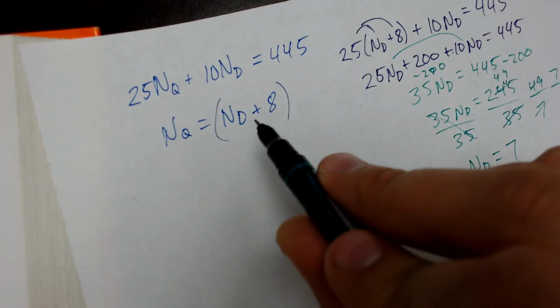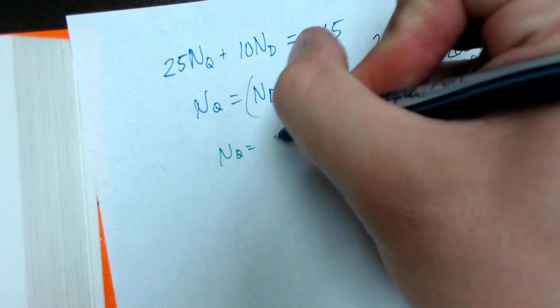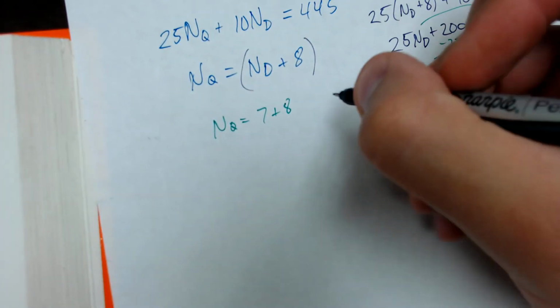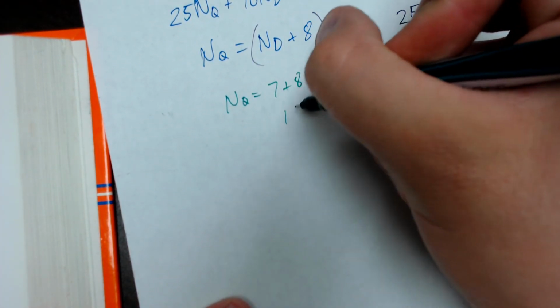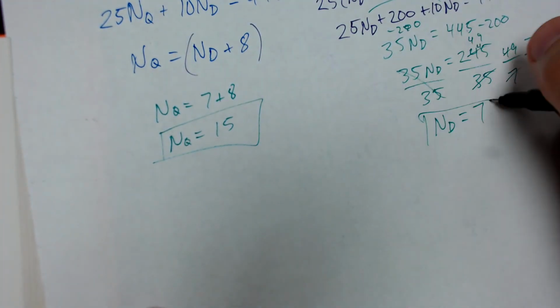Now, if number of dimes is equal to 7, I can substitute that in here. That means number of quarters is equal to 7 plus 8, 7 plus 8 being 15. So N sub Q equals 15. And that's my answer.